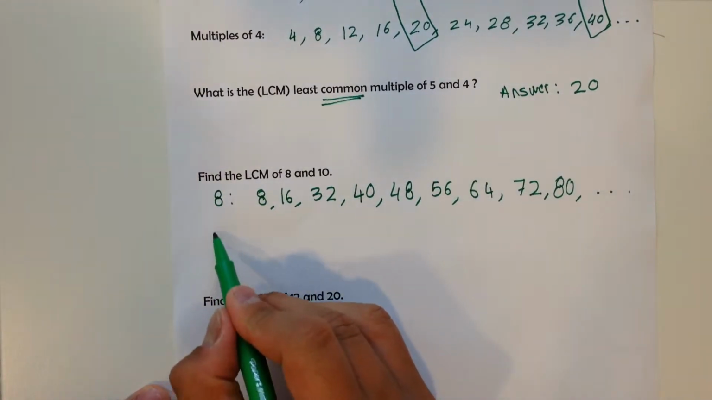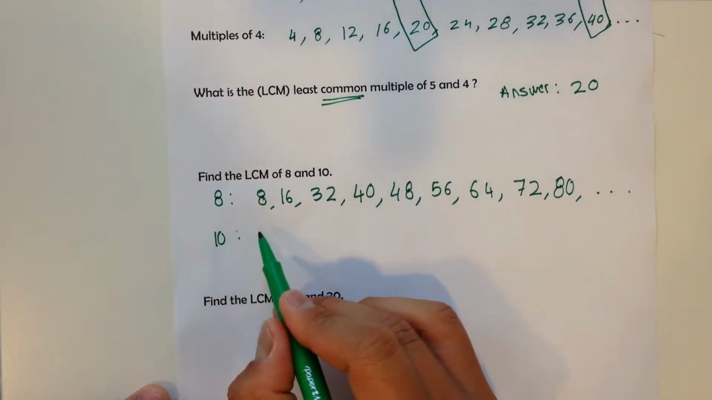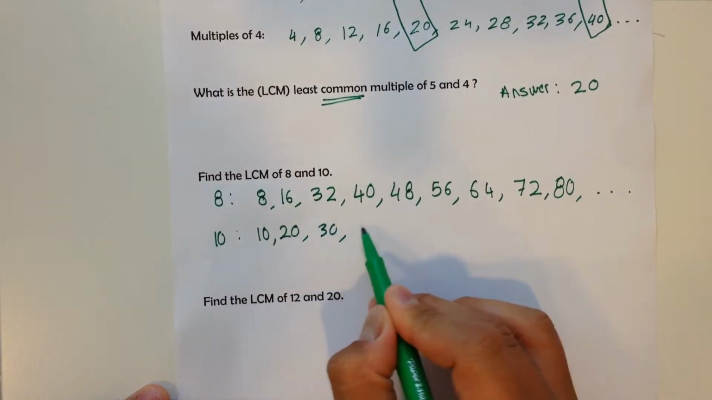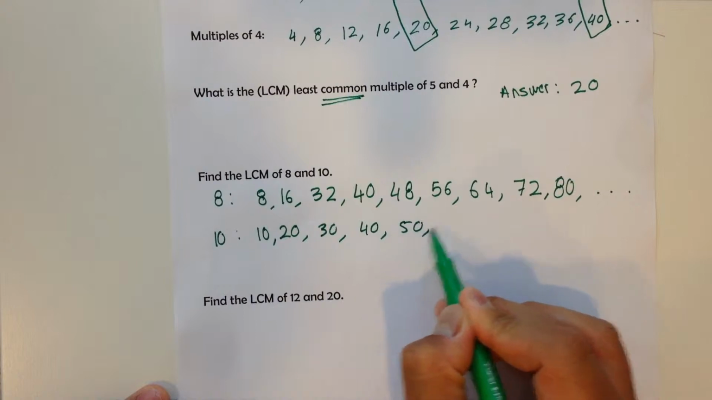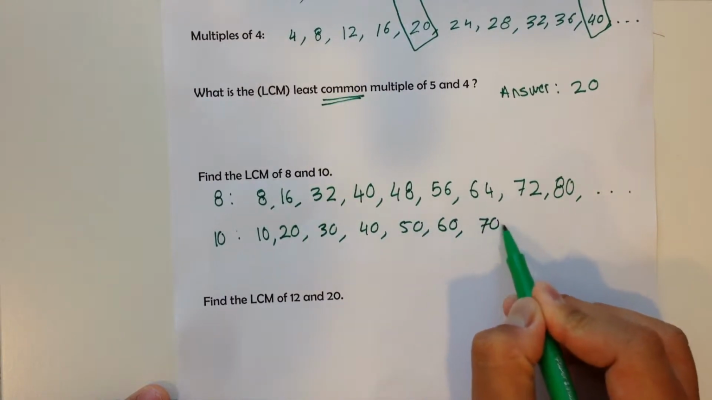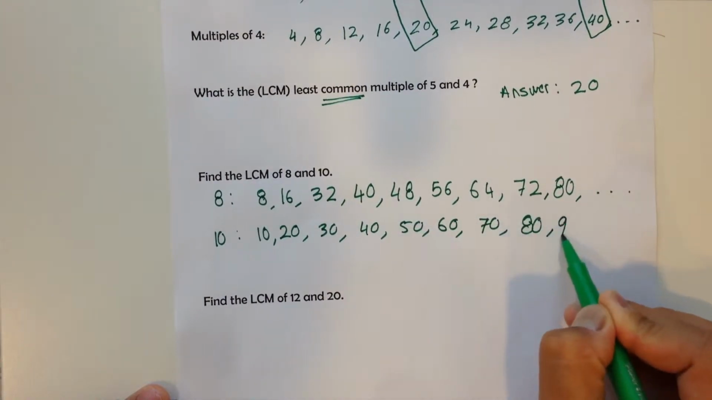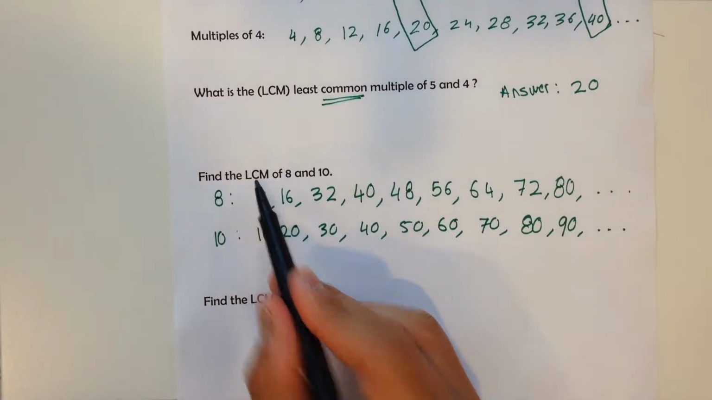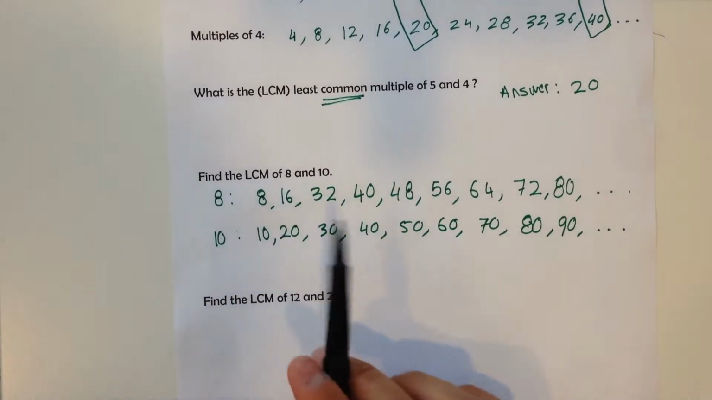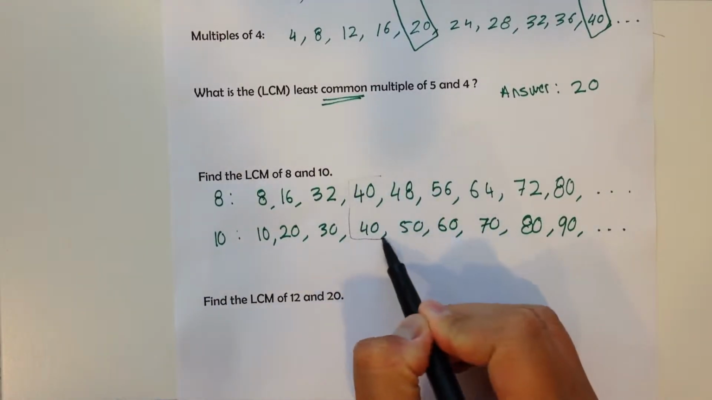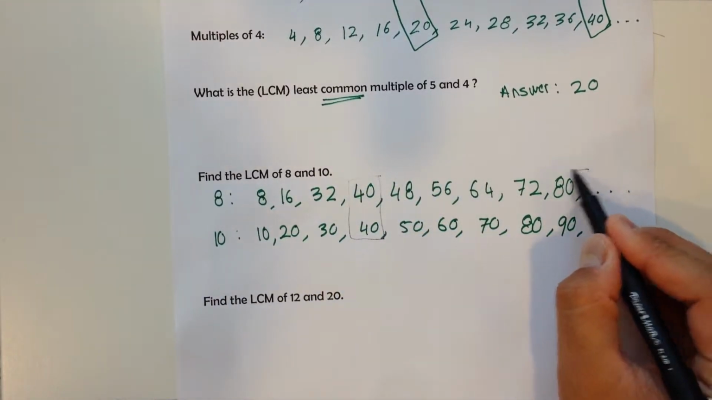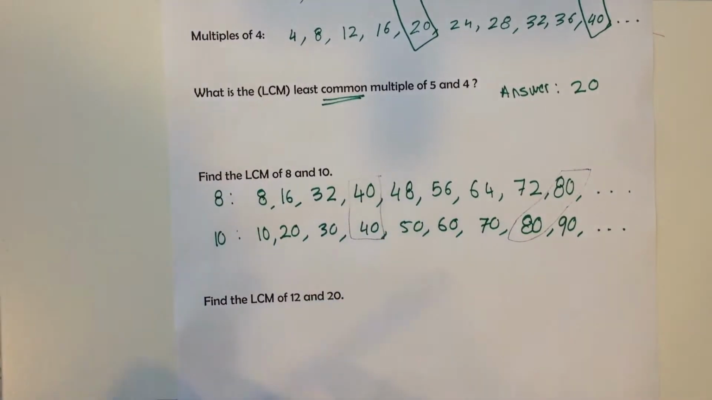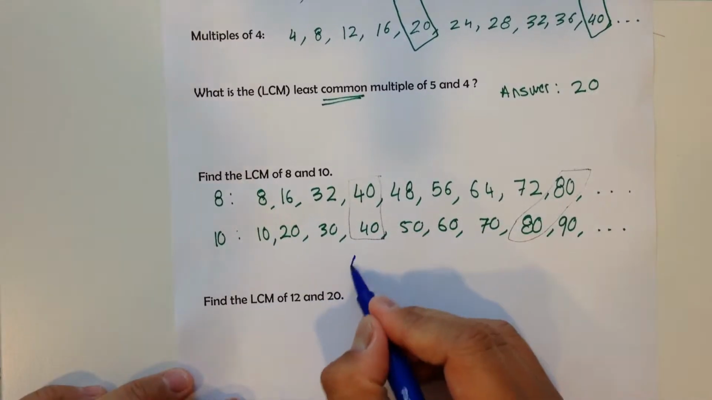Let's take a look at multiples of 10. Take 10 times 1, 10. Take 10 times 2, 10 times 3, 10 times 4, 10 times 5, 10 times 6, 10 times 7, 10 times 8, 10 times 9, and so on and so forth. We're looking for the least common multiple. So if I search through this list, I know that these are the common multiples. The least common multiple would be 40. So that's our answer. So the answer is 40.